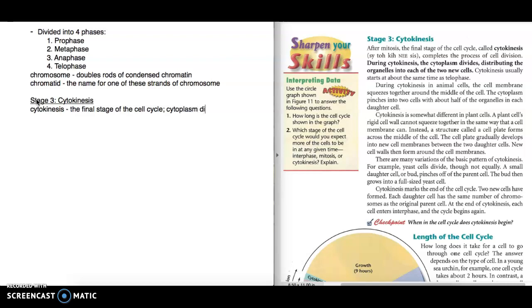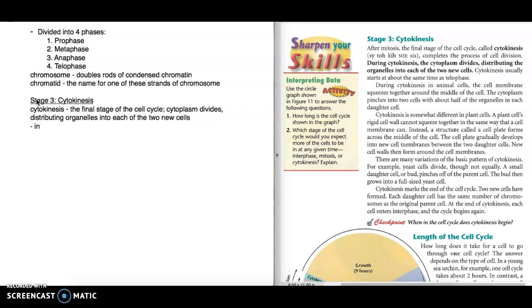During cytokinesis, the cytoplasm divides, distributing organelles into each of the 2 new cells. So not only do the cells divide, but all those organelles inside the cell are split up as well. Now we know that an animal cell is different from a plant cell. We talked about that in chapter 1. Because of these differences, they have to divide in slightly different ways.